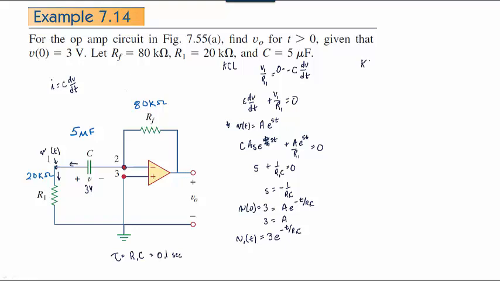So we're going to do KCL now at node 2. This was KCL at node 1. So now we're going to do it at node 2. I'm going to make my directions be the same: current in, current out of the node.